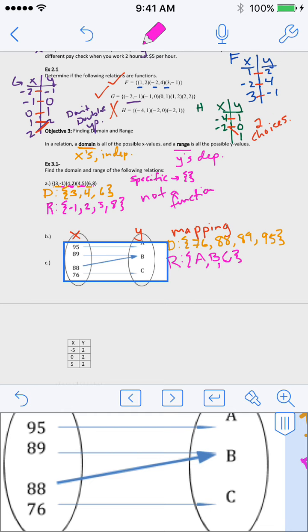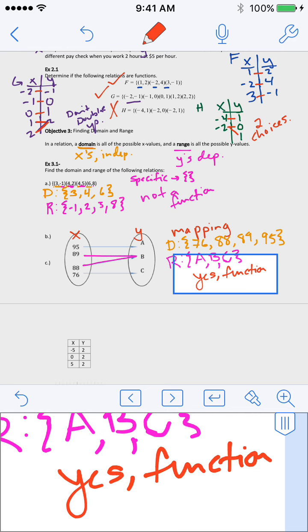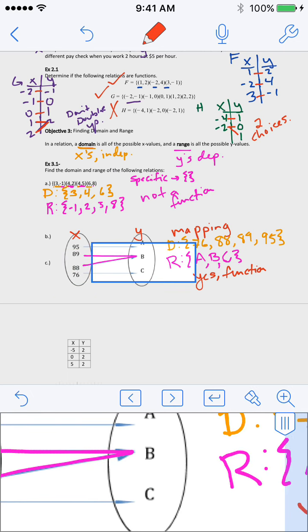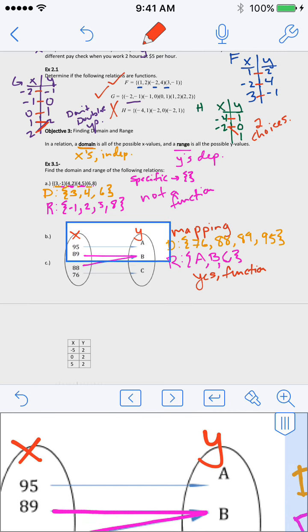All right, I hope you paused the video and actually talked about it, but this is definitely a function. Yes, notice there's only one answer. 89 goes to B. That's it. It doesn't go two places. It's not 4 to 2 and 5. 88 only goes to one place, to B. If I plug in 88, there's only one answer. Therefore, this is a function. One input, one output. They happen to be the same output, that's okay. But it's one input, one output. It's not two different numbers.